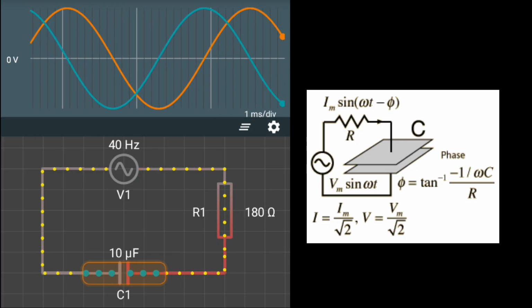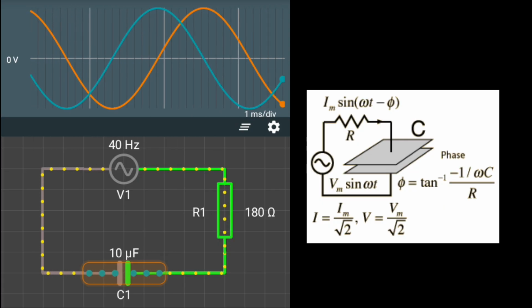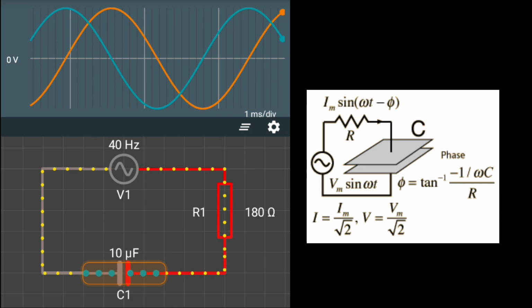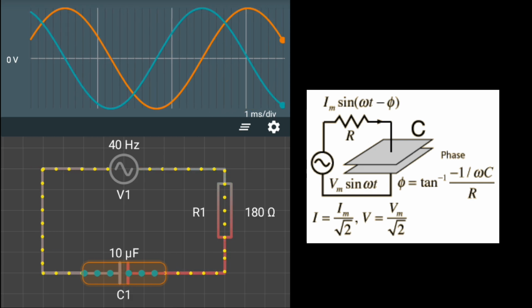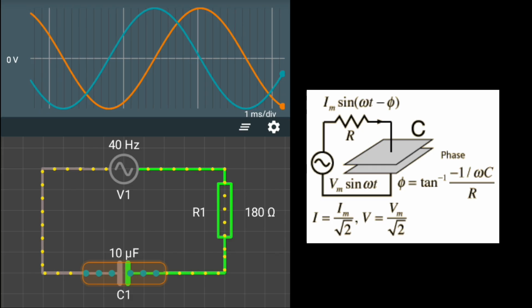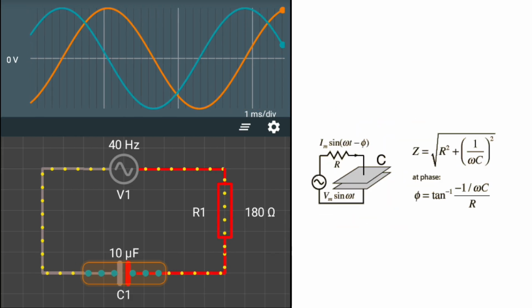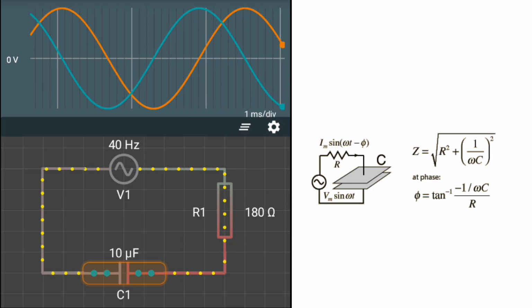So, let's get started. Circuit overview. We have a simple series RC circuit where a resistor, R, and a capacitor, C, are connected in series. An AC voltage source is applied across the circuit. We will analyze how current and voltage behave. Now, let's break it down step by step.